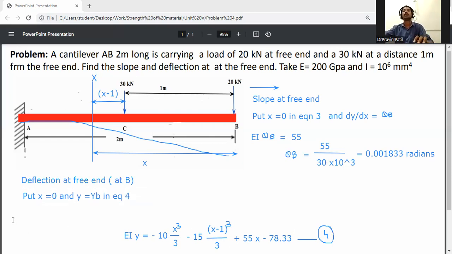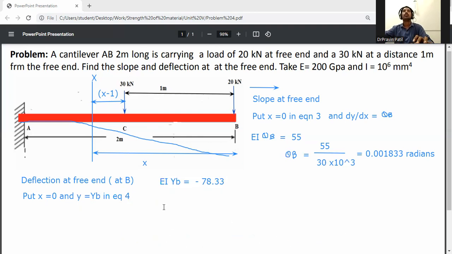I will write this equation down here. So EI y, that is yb, is equal to: this term gives minus 10 into x cube, which is 0; the bracket term 0 minus 1 cube, we take as 0; then 55x will be 0, so this term is also 0. So only the constant remains, 78.33.